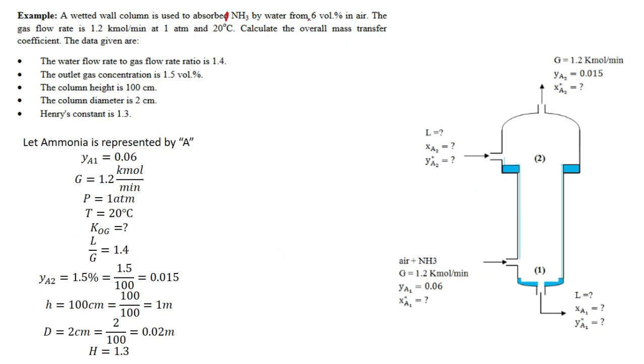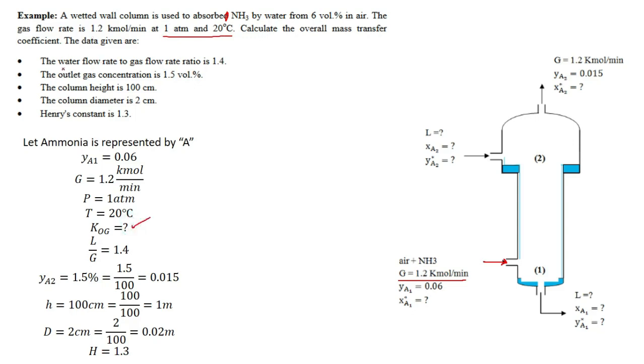Now the next thing is a weighted column is used to absorb ammonia by water from 6% in air. So you have air and ammonia which is going in. The concentration of ammonia in this air is 0.06. The flow rate of the gas, which is G, is 1.2, and the pressure is 1 atm and the temperature is 20 degrees Celsius. Calculate the overall mass transfer coefficient. You have to find the overall KOG.